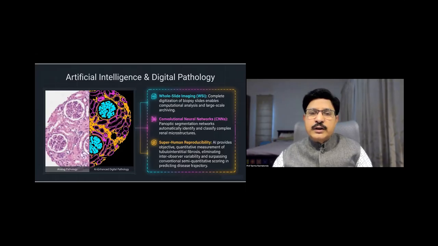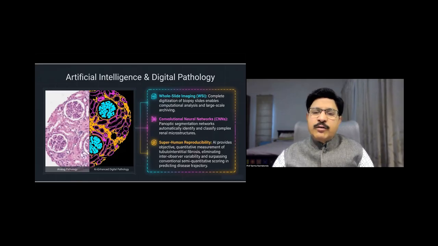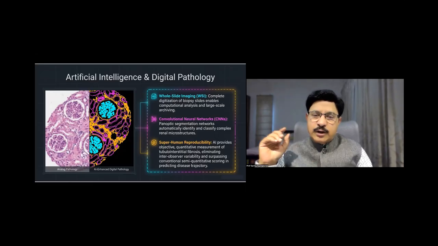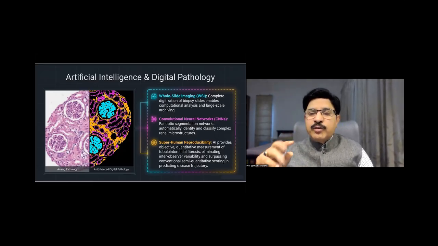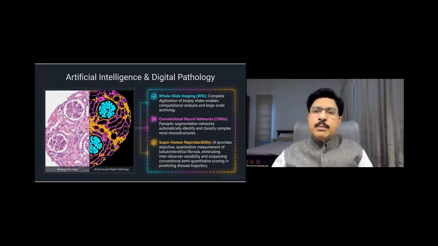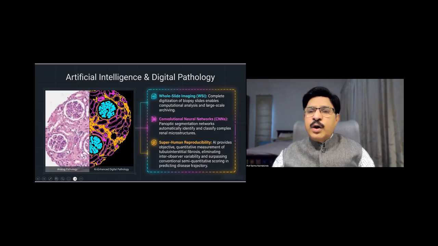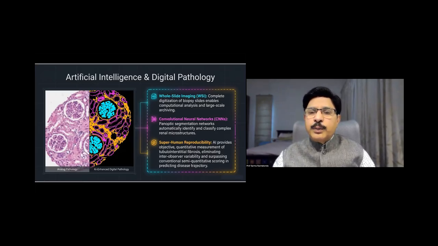Whole slide imaging. This is called WSI. Nobody can read the entire slide. If one has to read the slide entirely, all the high power fields of a microscope slide, it is estimated to take 1 year to scan. It works for 3 to 4 hours on the slide. Why? Because the area is so large. But you can now give it to the AI, where whole slide imaging is coming, convolutional neural networks are being used, panoptic segmentation networks automatically identify and classify complex renal microstructures, with superhuman reproducibility.